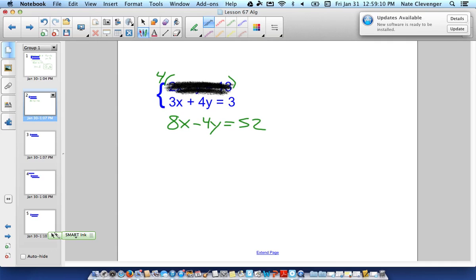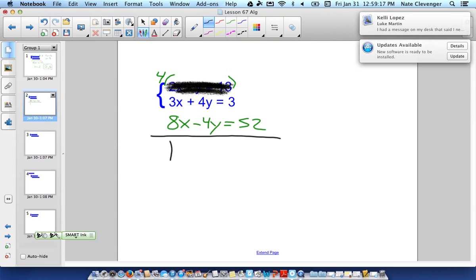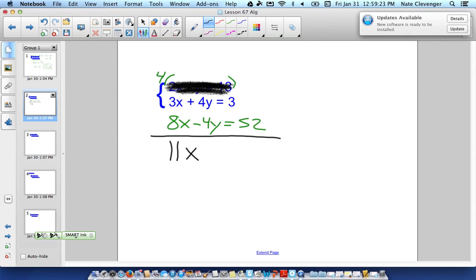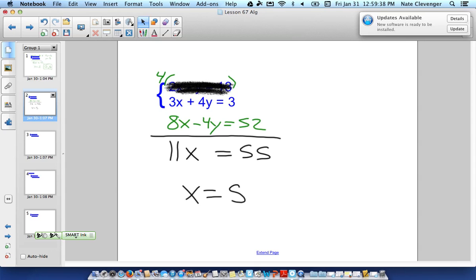Now whenever I add my columns, 3x plus 8x is 11x. The plus 4y minus 4y eliminates. And then 3 plus 52 is 55. So x equals 5. Now take that and plug that back in for one of your x's. We can, and it doesn't matter which one you use.